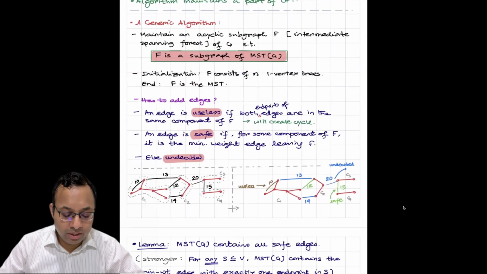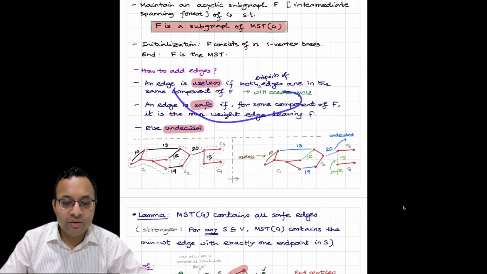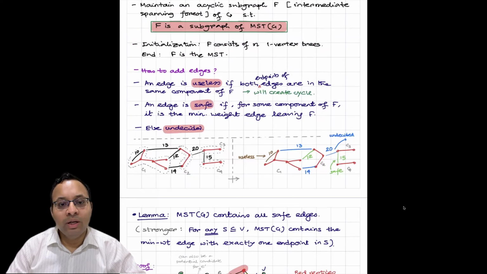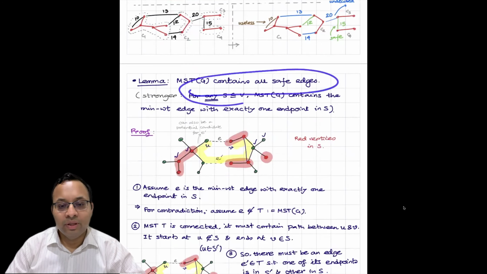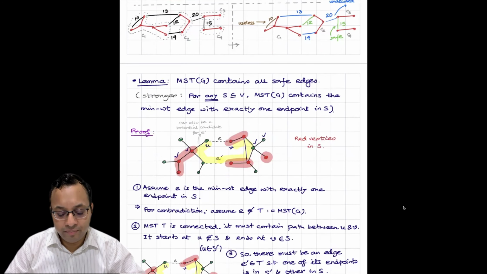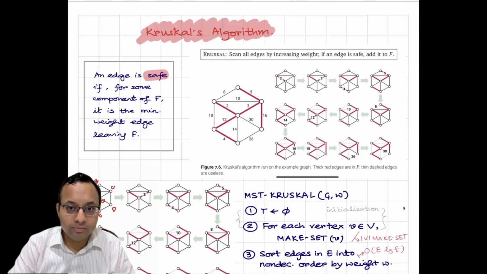So we talked about the definition of a safe edge for any component F. If I look at all the edges which are leaving the component, it is a minimum weight edge which is leaving F. And we showed that a minimum spanning tree always contains all safe edges. And then we saw all three algorithms, Kruskal, Prim, Borůvka, are different types of implementation of the same meta algorithm. Now we go into more details and we'll discuss Kruskal's algorithm.